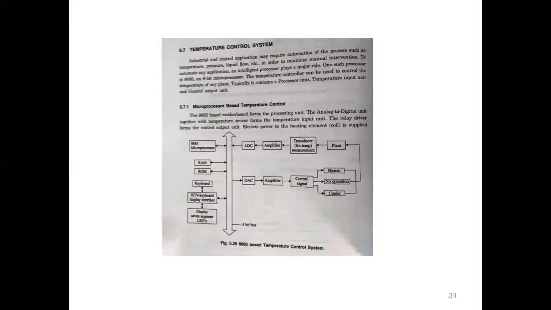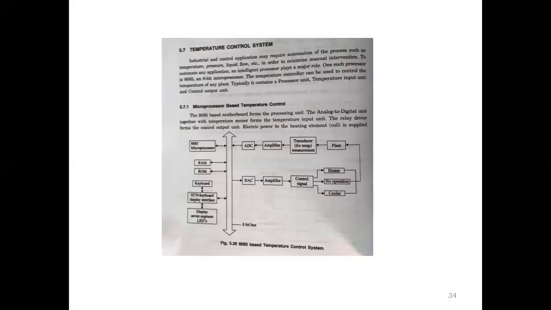This is the concept of the temperature control system which is used for industry purposes. In this control format we have many functional blocks like the 8085 microprocessor and memory, that is RAM and ROM, then keyboard and display interface for input and output operations, then ADC and DAC, that is analog to digital converter and digital to analog converter, then amplifiers, transducers, control signals, heaters, and coolers. We have multiple functional blocks like this.